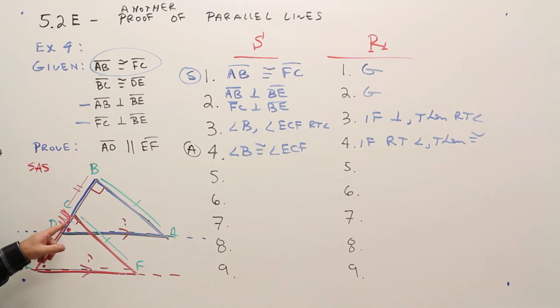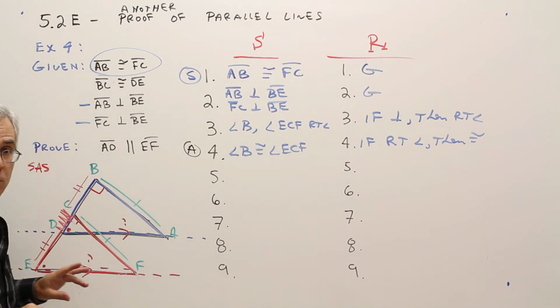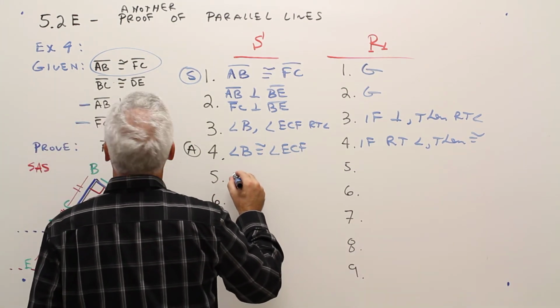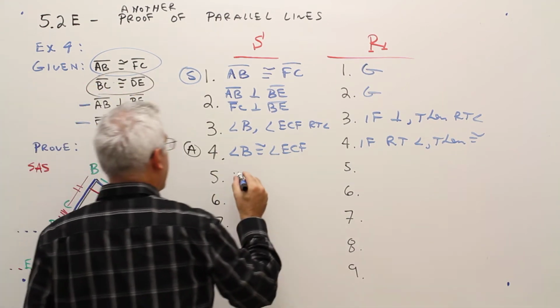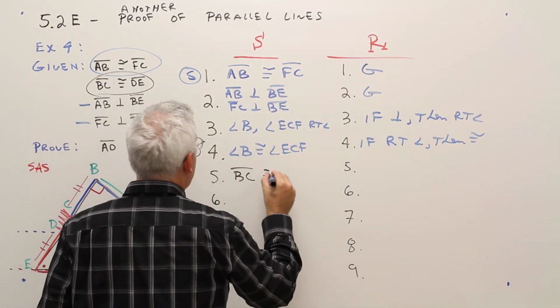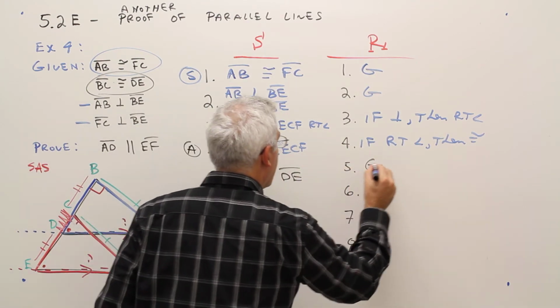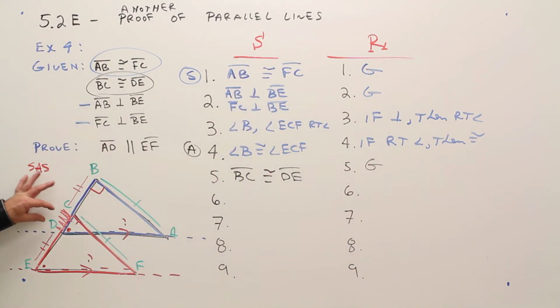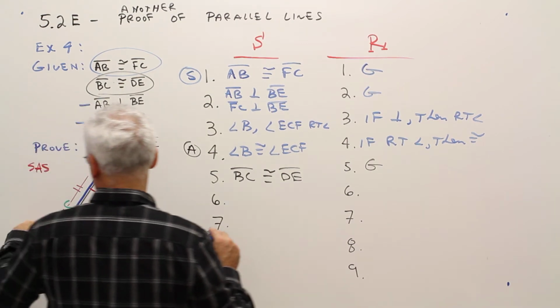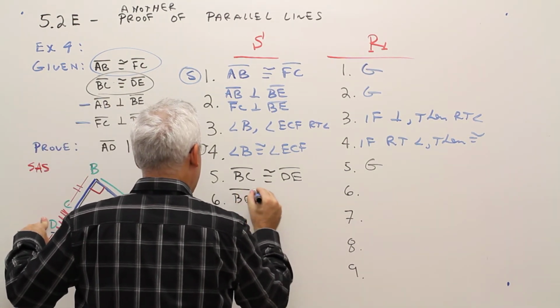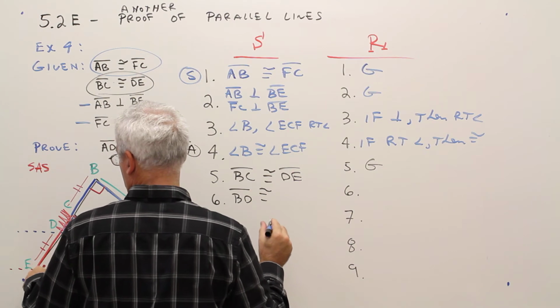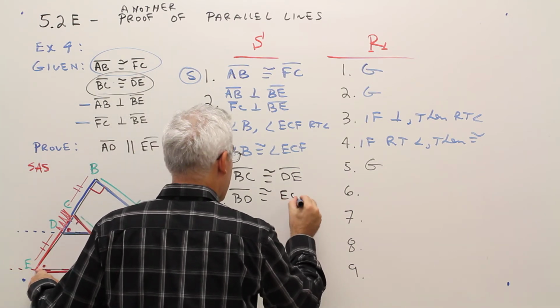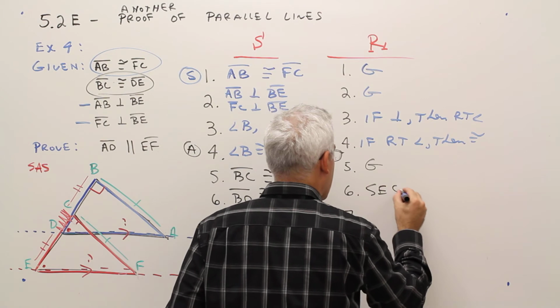Then I just need to get the third side. I'm going to do segment addition. Okay, so first I'm going to start with two segments that are congruent. So using this part that's given right here, BC is congruent to DE. That was given. And then again, I'm just going to do the segment addition. If a common segment is added to congruent segments, then those sums are congruent. So I'll say BD is congruent to EC, segment addition.